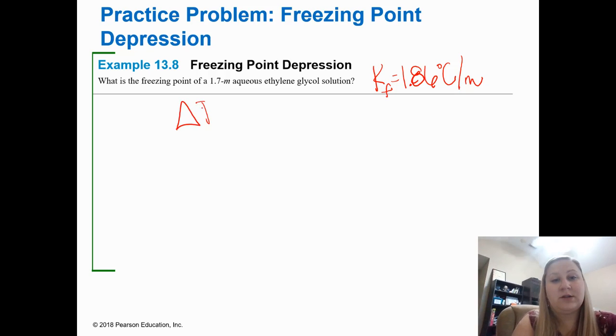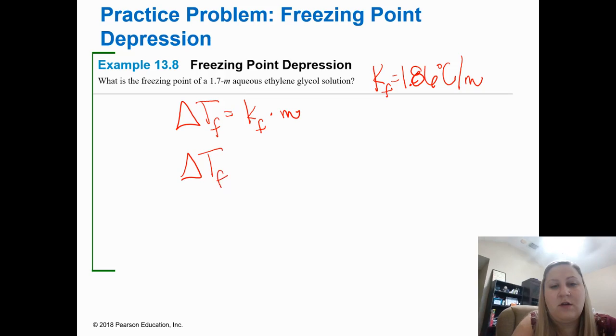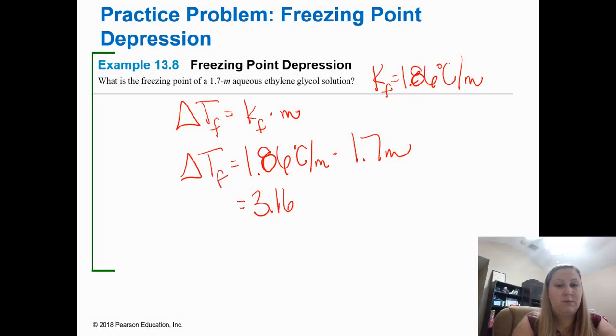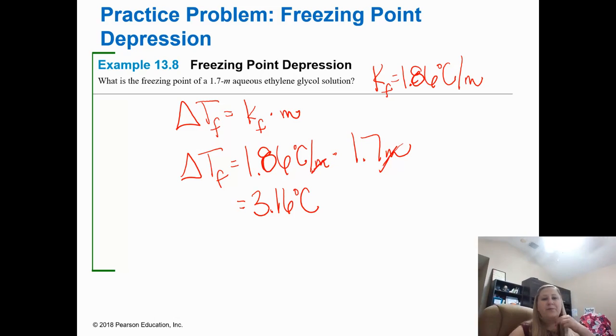And remember, our delta T is equal to our Kf times m. So we've got Kf, 1.86 times 1.7 molal, which it gave us, but it won't always give it to you. You need to make sure you're prepared to solve for molal first. And I get that the change in temperature is 3.16 degrees Celsius because my molals cancel out.